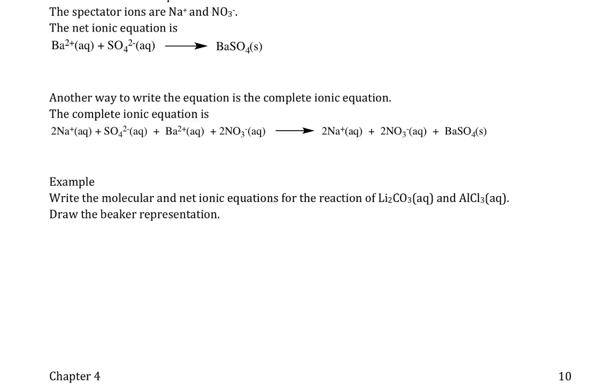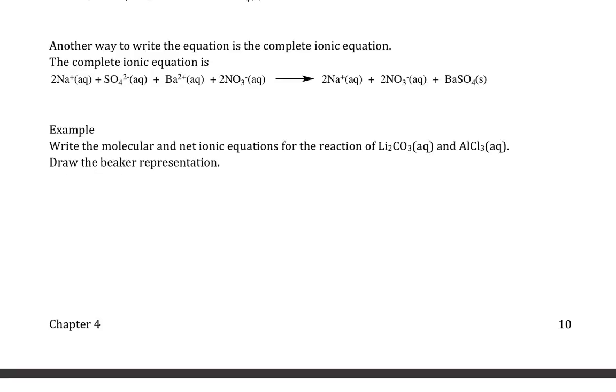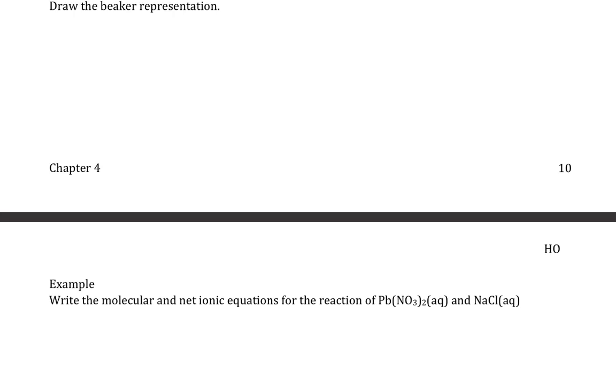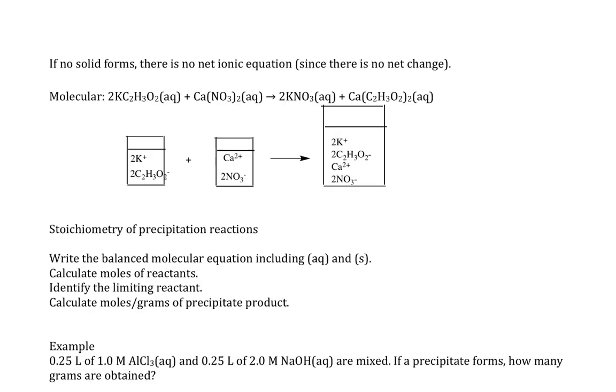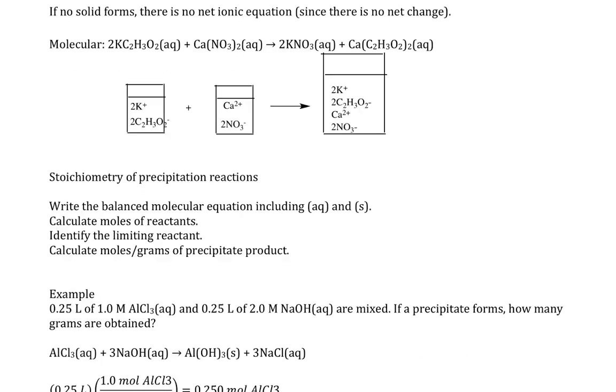So here's an example for you to do with lithium carbonate and aluminum chloride. Draw the beaker representation also. Here's another problem for you to do. And of course, the answers are in the back. If no solid forms, there is no net ionic equation. There is no net change.